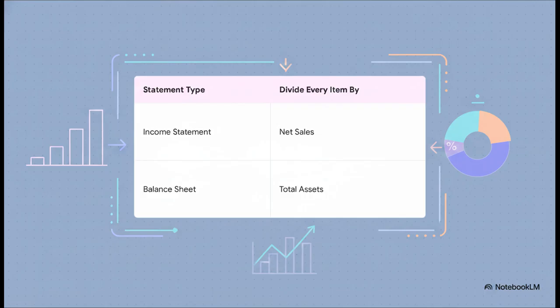The crucial first step is converting standard financial statements into common size statements. So the crucial point is, for an income statement, you divide every single item by net sales. For a balance sheet, divide every item by total assets. This simple conversion turns a messy, fluctuating pile of raw dollars into incredibly clean, comparable percentages.